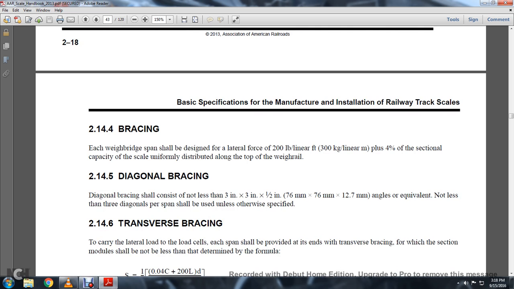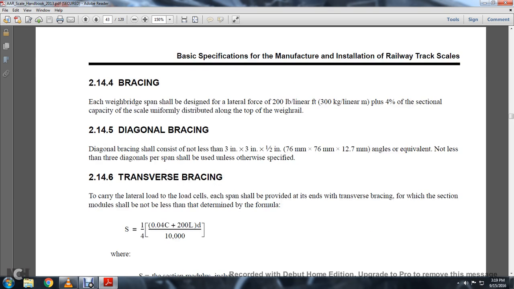214.5 Bracing. Each of the bracing should be designed with a lateral force of 200 pounds per linear foot plus 4% of the sectional capacity of the scale, uniformly distributed along the top of the way. 214.5 Diagonal brace. The diagonal brace should consist of not less than 3 inch by 3 inch by 1.5 inch angle, or the equivalent, not less than 3 diagonals per panel, and shall be used unless otherwise specified.